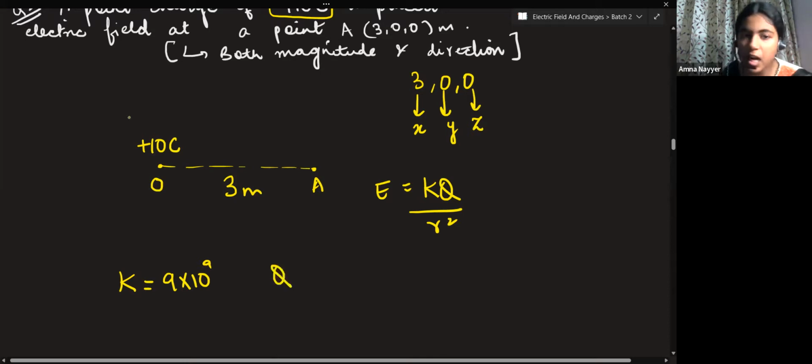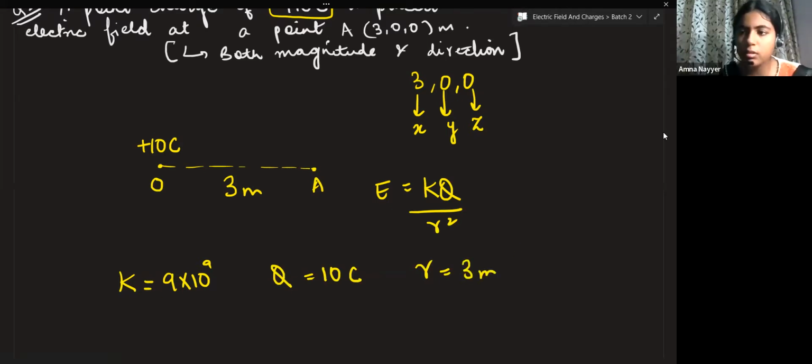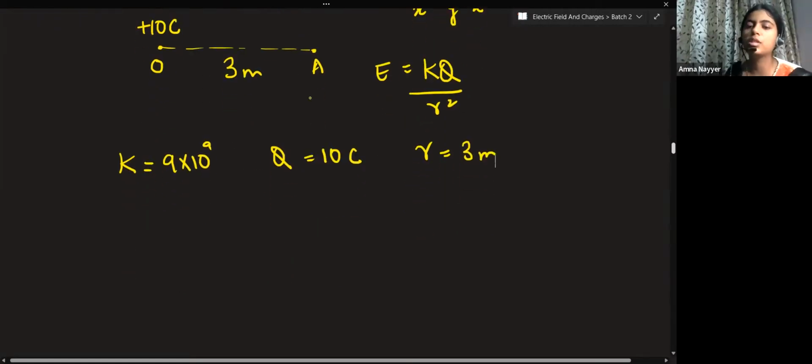And charge is given to you as 10 coulombs. And the radius means not the radius, let's say the separation between the point and the source charge. This is given as 3 meters. So you have all the data with you. Data is sufficient. What you have to do, you just have to place it in this formula.